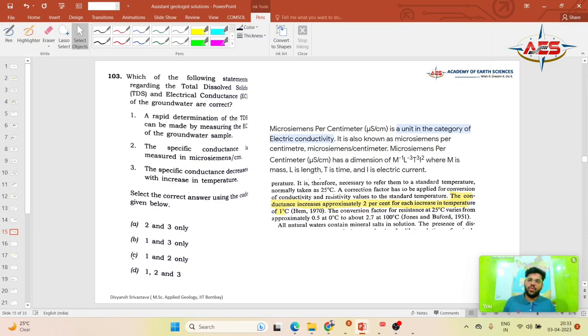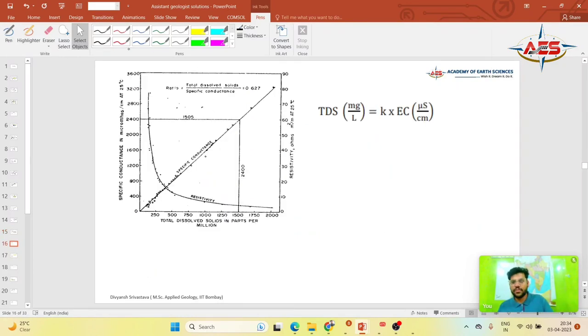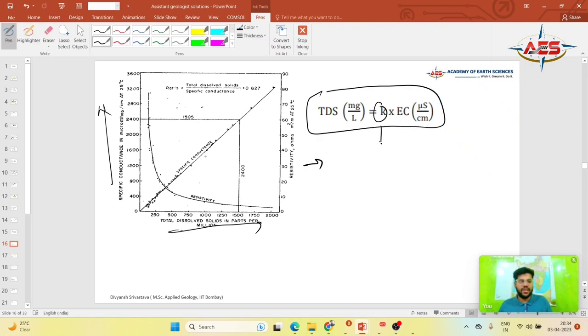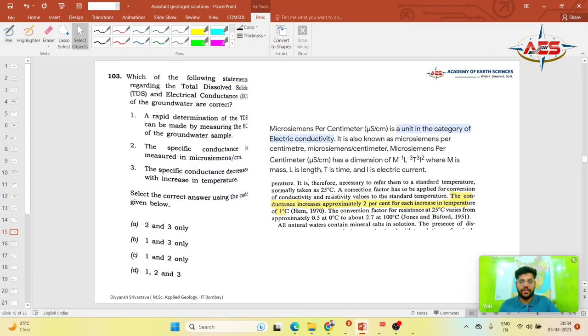Which of the following statements regarding the total dissolved solids TDS and electrical conductance EC of the groundwaters are correct? Okay, so we'll read the statements. First statement: a rapid determination of the TDS can be made by measuring the EC of the ground sample. Yeah, it is a correct statement, because in books you can see I've also listed one graph. This I've taken from the Karanth, a very good book for hydrology. Here you can see there's a direct relation of total dissolved solids to specific conductance. Okay, so that is a direct question, and it is a relation. It is the proportionality constant. So it is a direct relation. The more your conductance increases, the more our TDS. Okay, and you can also see the units in which they are usually represented. So this statement is correct.